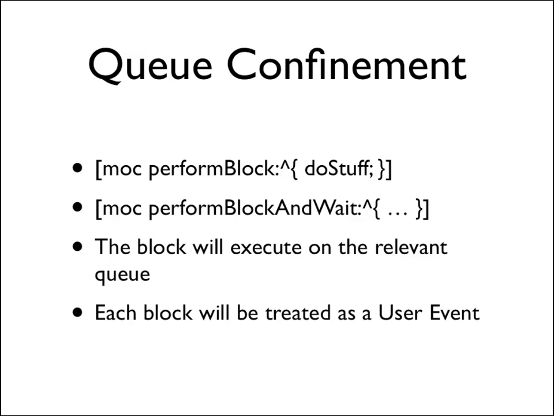Now, with the old way of Core Data, you had to say begin event, end event, what have you. With the queue confinement, everything within one of these blocks is considered a user event. So again, without doing any real extra work, we've already grouped it how it makes sense to us programmatically. That's also giving a hint to Core Data that when you're doing all that undo stuff, it should undo this whole block. So it's another nice thing for free that you get from Core Data.